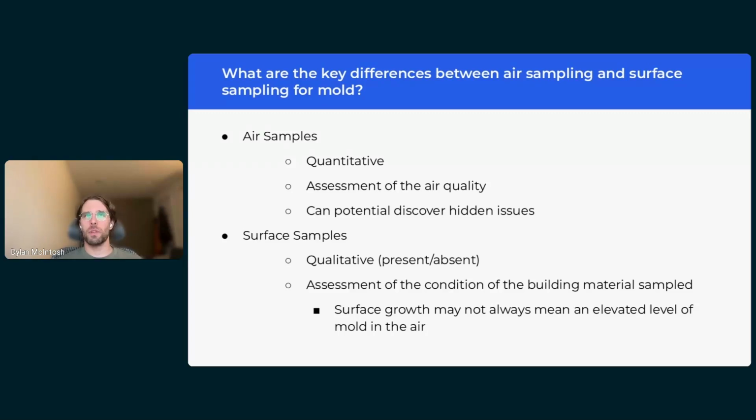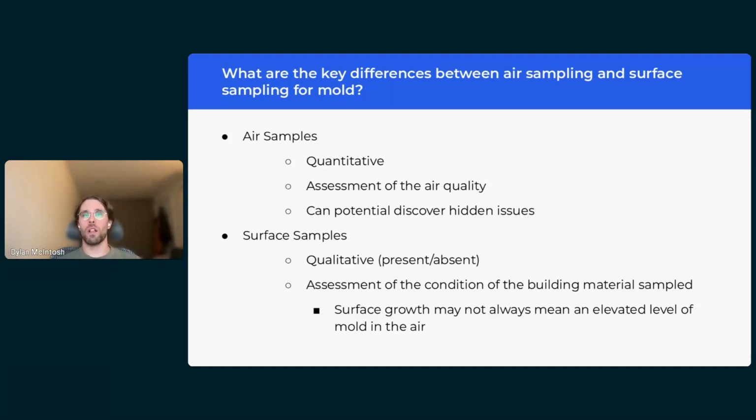What's the big difference between air sampling and surface sampling for mold? Air samples are quantitative tests, meaning we count and identify the spores there, and we tell you the results in a number per cubic meter of air. It assesses the air quality, and as I just said, it can potentially discover hidden issues that we can't see or access with other means.